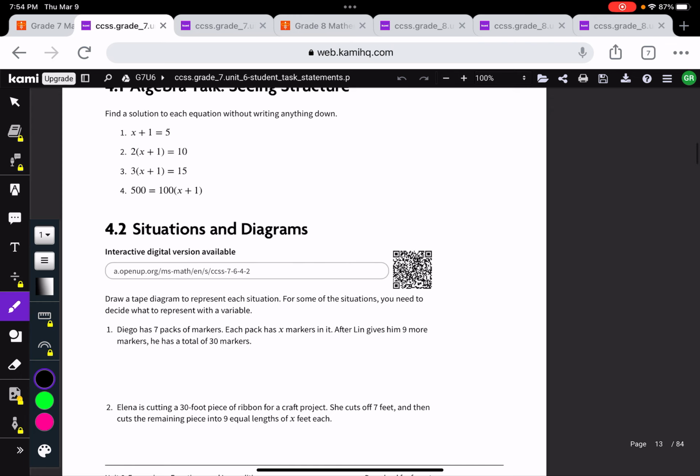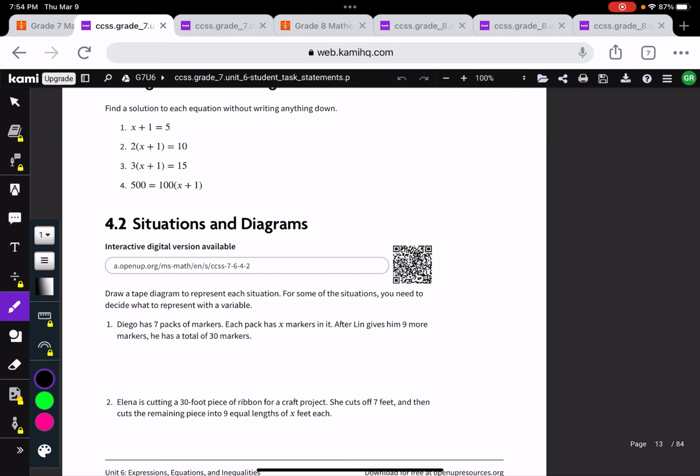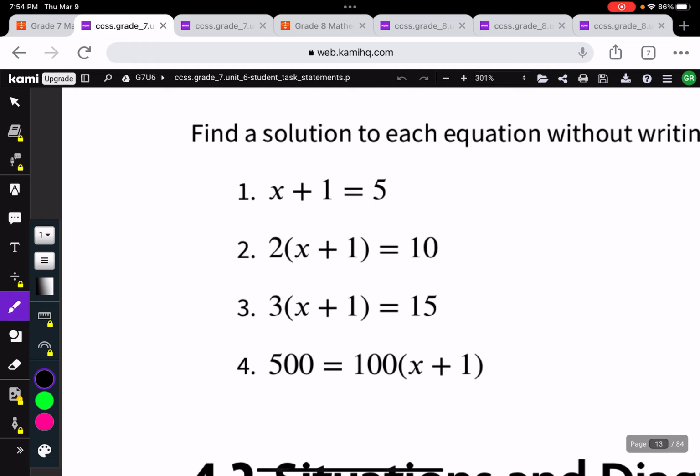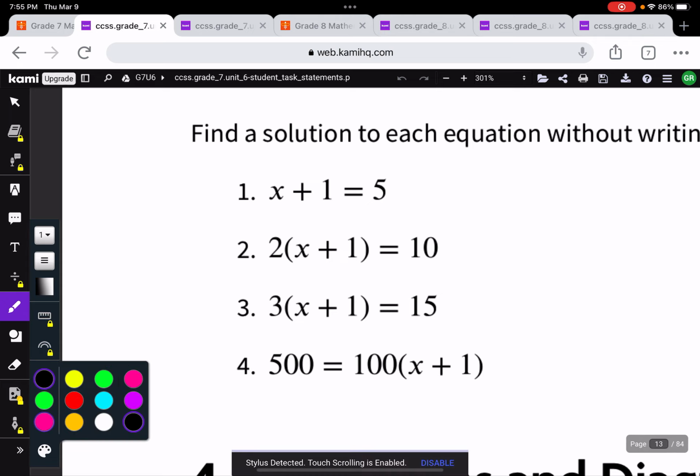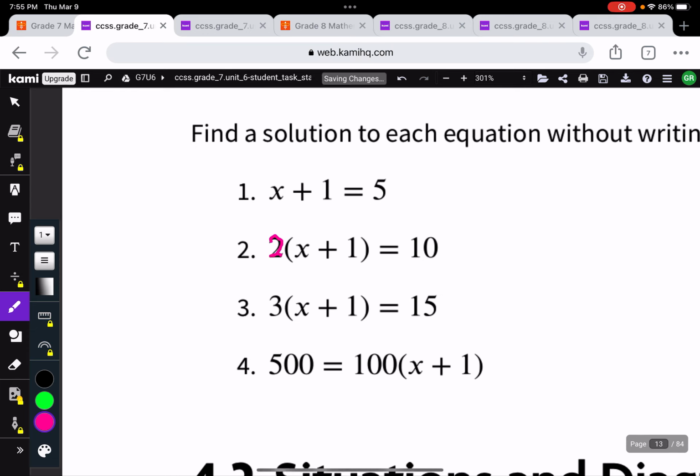Algebra talk, seeing structure. Find a solution to each equation without writing anything down. Number 1 is kind of saying, hey, what plus 1 is 5? You guessed it. Number 2, it's like saying 2 times what is 10? Let's use some magenta today. Well, I know 2 times 5 is 10. So I have to think to myself, well, what plus 1 is equal to 5? Well, that must mean that's 4.